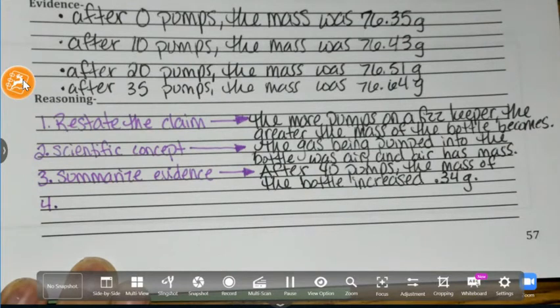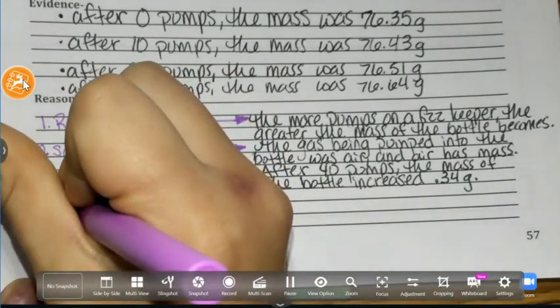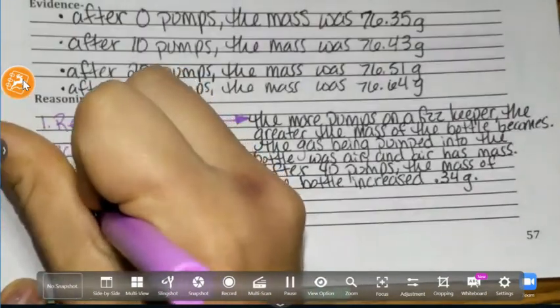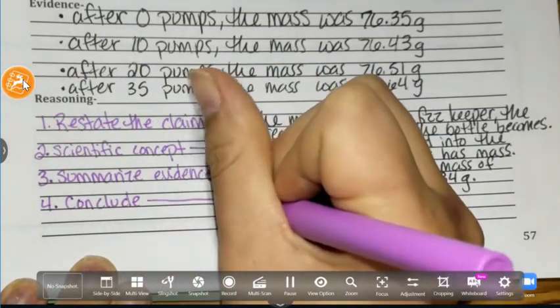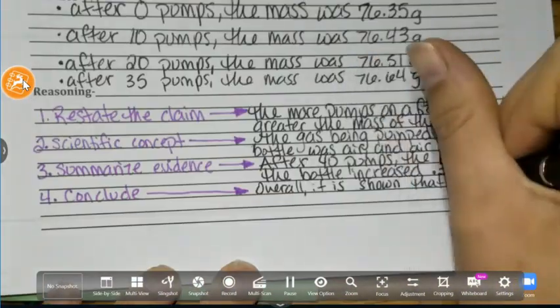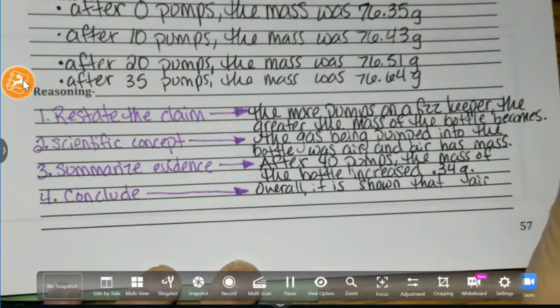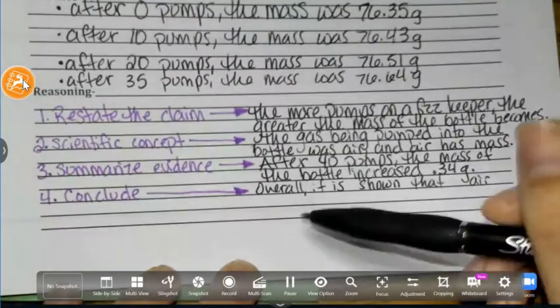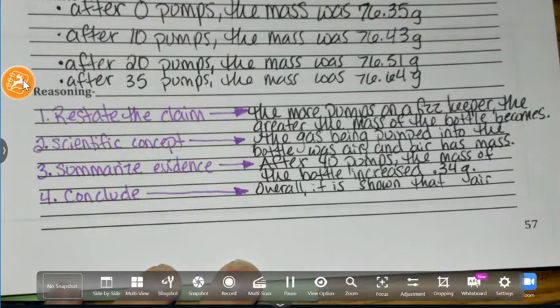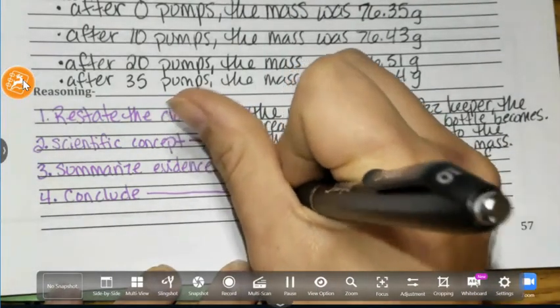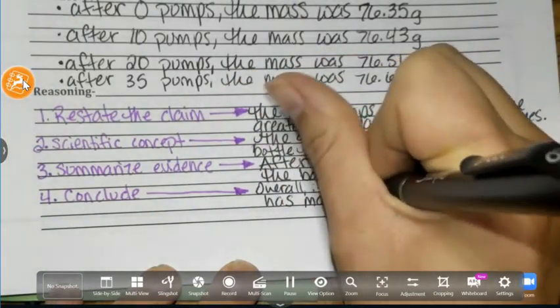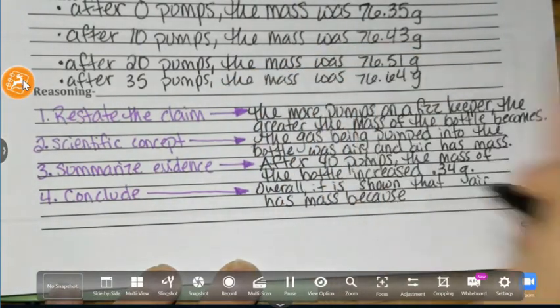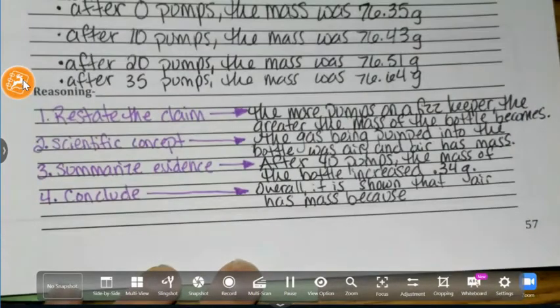It's our last sentence. Overall, conclude, summarize, whatever. How can we wrap it up to prove what we're saying? What do you want to say? Yeah, I pretty much have that, but shorter. Overall, it is shown that air has mass because reasoning, I want you to have a because.